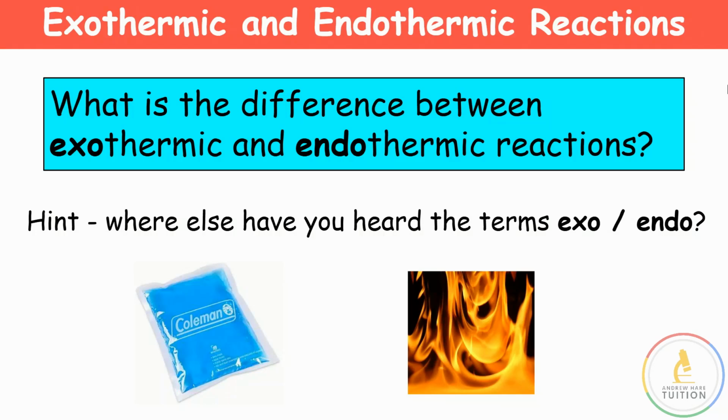So the first activity I'm going to ask you to do, not right now, but in a second, wait for me to tell you when to pause, is to just have a think. What is the difference between exothermic and endothermic reactions? Where have you heard of these terms before, maybe? There's a hint there. Think about those prefixes, exo or endo. Where have you heard those outside of chemistry? And maybe the pictures can help you too.